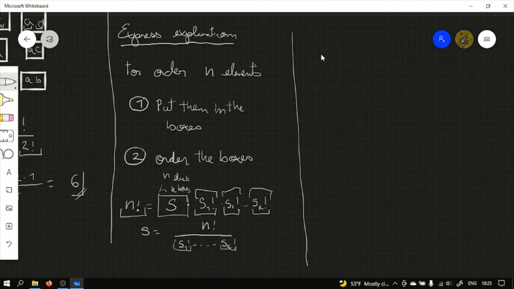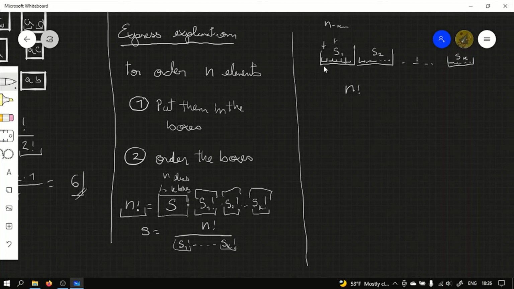Explanation. I have k boxes. The first one with capacity S1, the second one with capacity S2, and the last one with capacity Sk. In each box, I think of them as little boxes. Here there are S1 little boxes, here there are S2 little boxes, and here there are Sk little boxes. And in each of them, I am going to put one of the n elements. And the ways I do this is exactly n factorial.